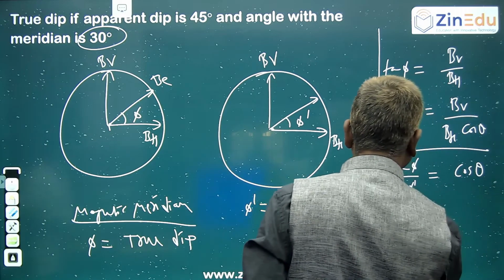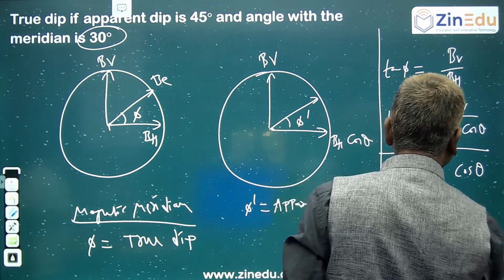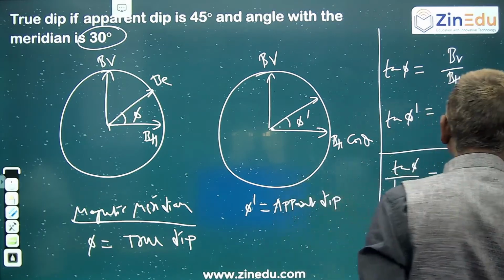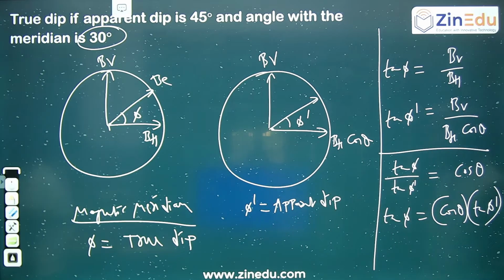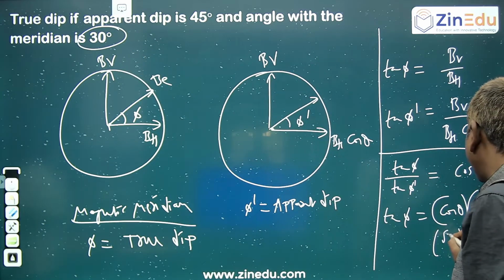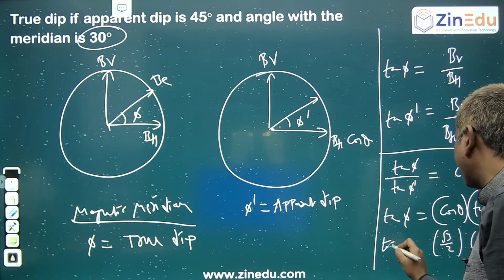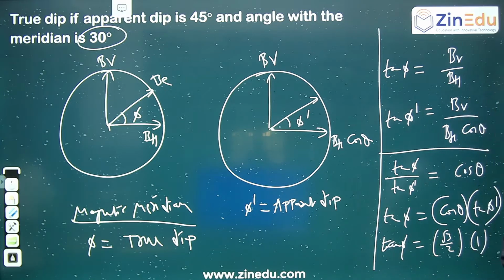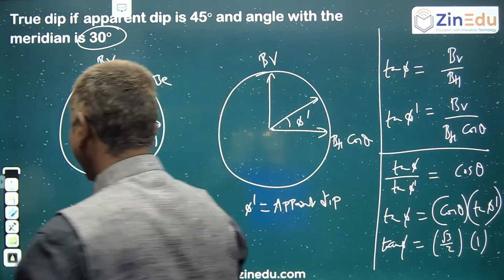Tan phi is equal to cos theta into tan of phi dash. The relation: the true dip, the angle between the two meridians, the apparent dip. The apparent dip they have already given us is 40 degrees, tan of 45 is 1, cos theta is 30, so you get root 3 by 2. Phi is the value of the true dip, that is equal to tan inverse of root 3 by 2. That is the answer. Very good question.